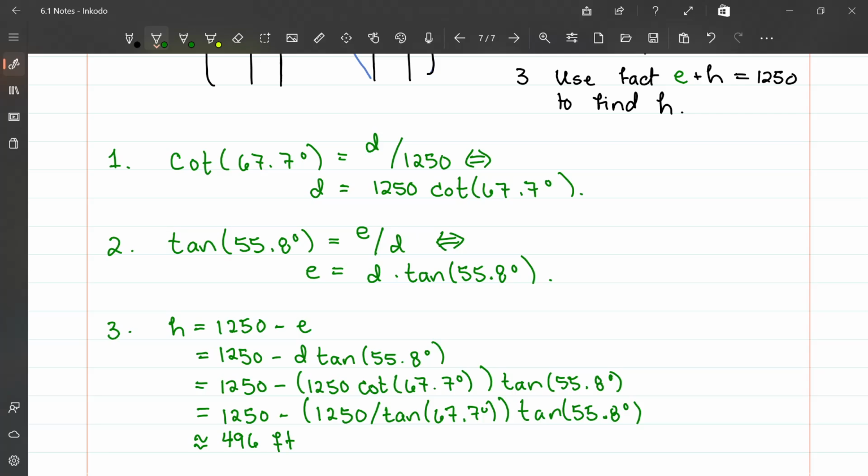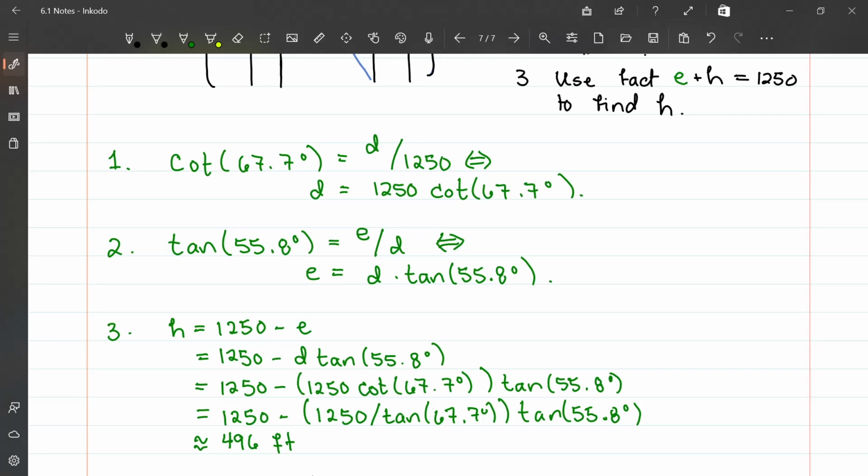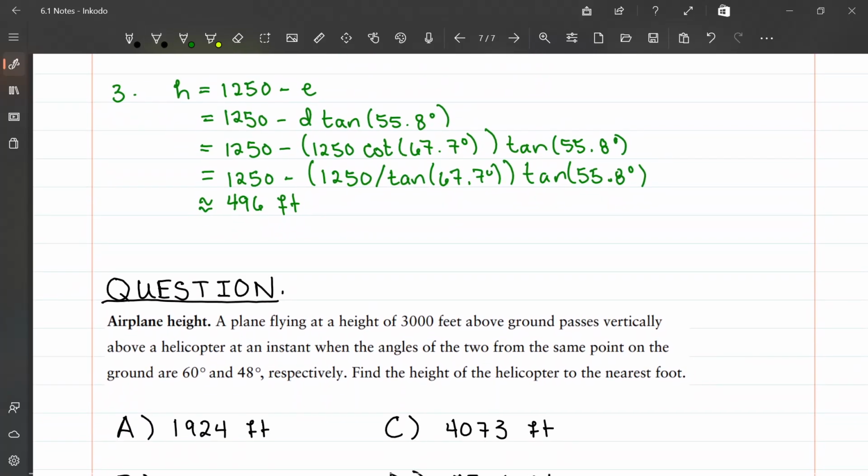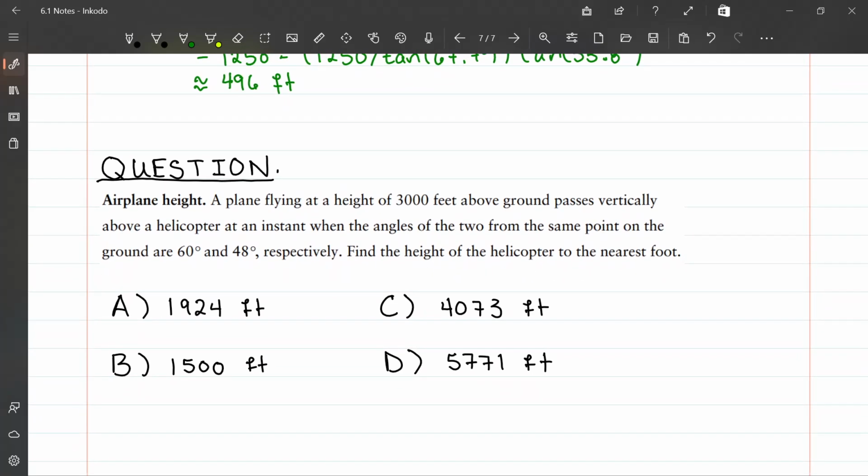All right, for most of us, that should be everything, but USF folks still need a Canvas quiz question. So let me go ahead and put that down below. All right, the wait is over. The question is as follows. You have a plane. It's flying at a height of 3,000 feet above the ground, and it passes over, vertically, a helicopter. When it does that, in that exact instant where one is over the other, the angles to the two from the same point on the ground are 60 degrees and 48 degrees, respectively. Your job is to find the height of the helicopter to the nearest foot.